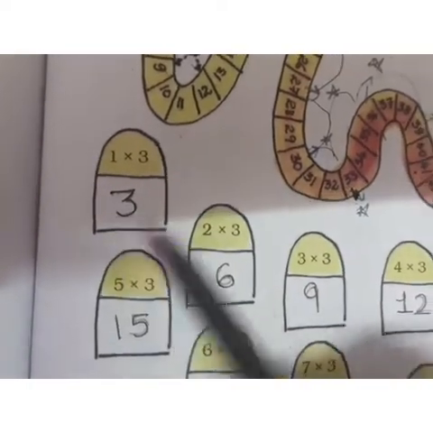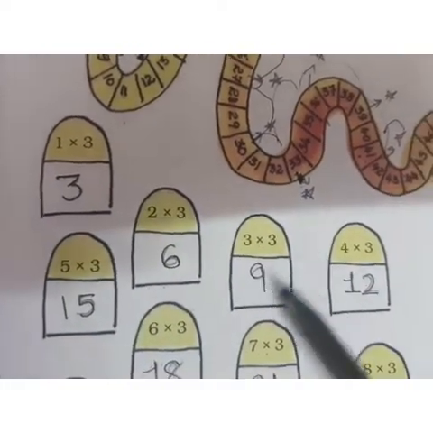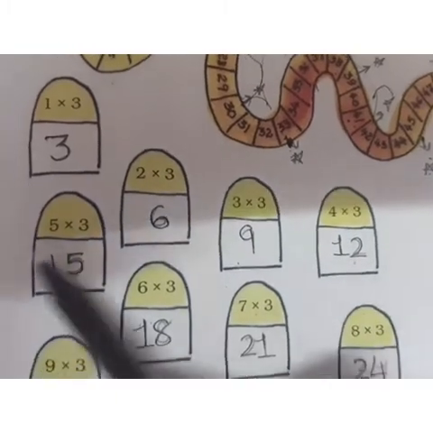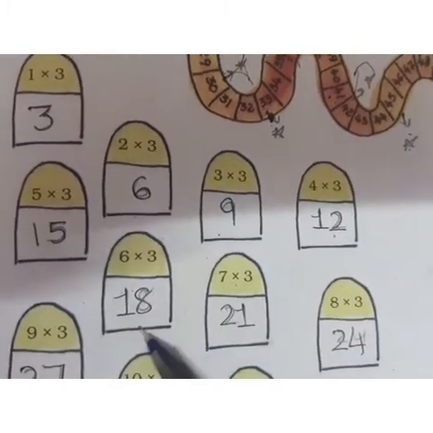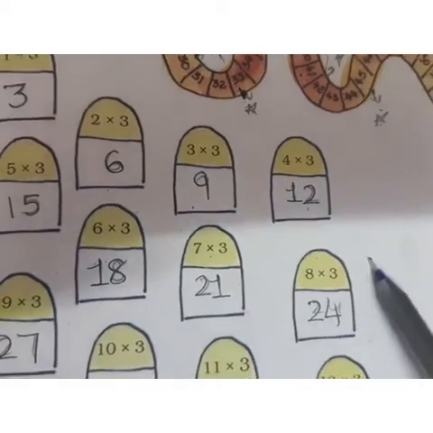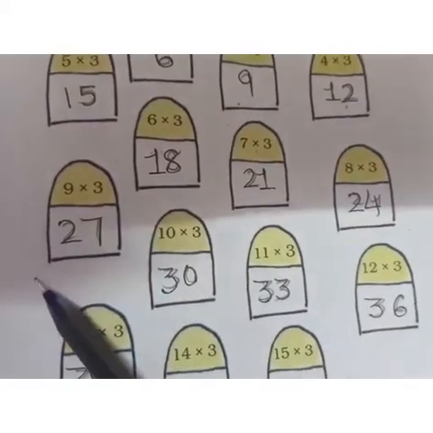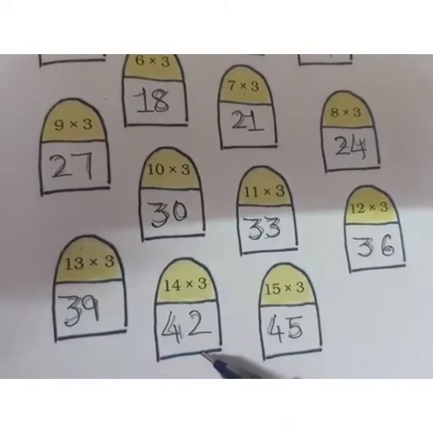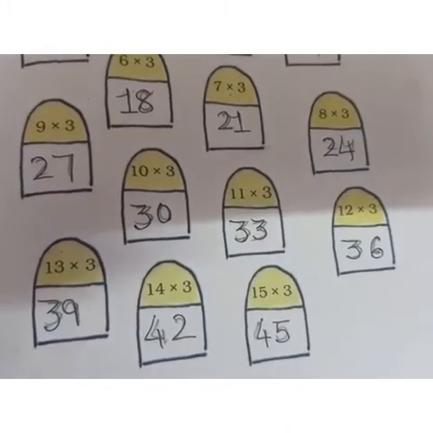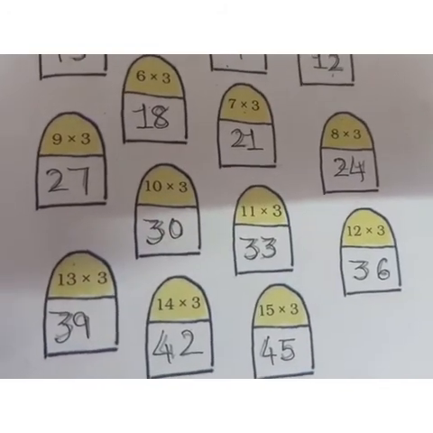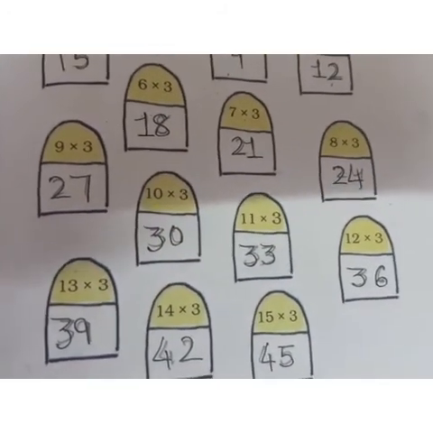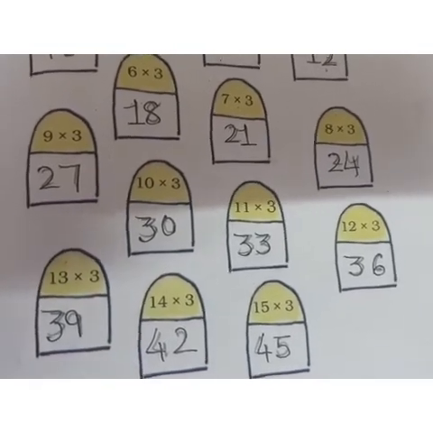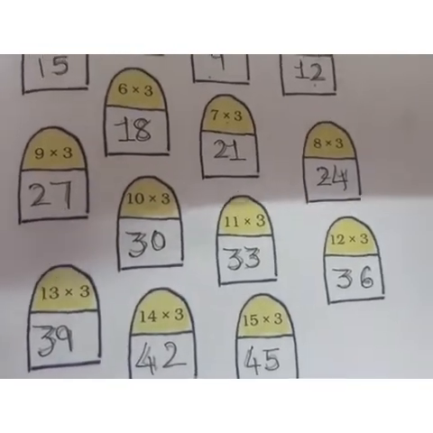3 ones are 3, 2 3s are 6, 3 3s are 9, 4 3s are 12, 5 3s are 15, 6 3s are 18, 7 3s are 21, 8 3s are 24, 9 3s are 27, and 10 3s are 30, 11 3s are 33, 12 3s are 36, 13 3s are 39, 14 3s are 42, and 15 3s are 45. So dear children, up to page number 127, you have to complete it in your textbook and write everything in your notebook also one time.